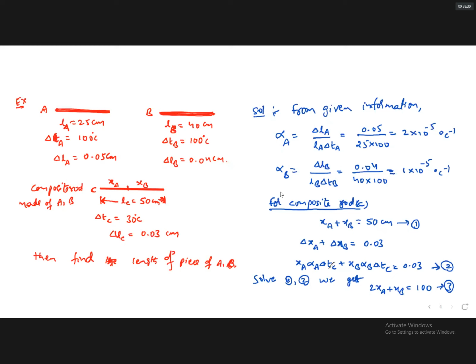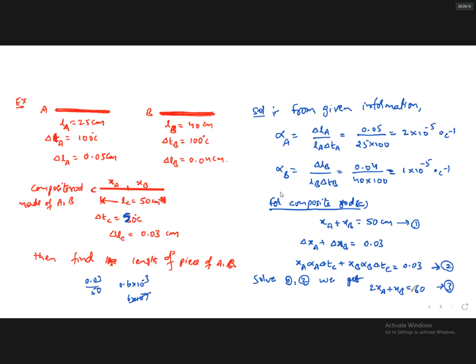The lengths are 25 and 40, so take delta C as some 50 degrees Celsius instead of 30. 0.03 by 50 means 3 by 5, that is 0.6 into 10 power minus 3, which is 6 into 10 power minus 4. So here we have 60. So you get 2XA plus XB equals 60.